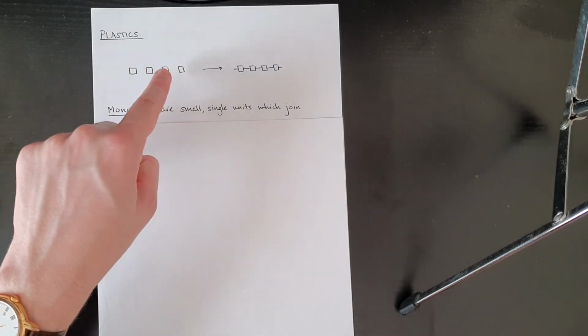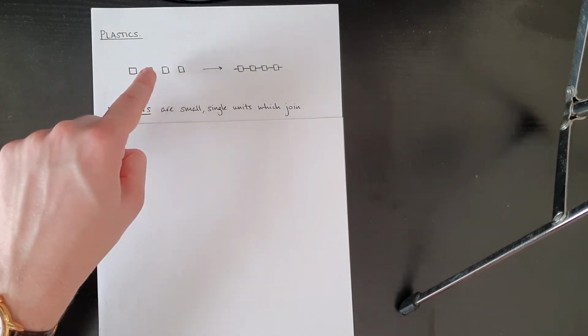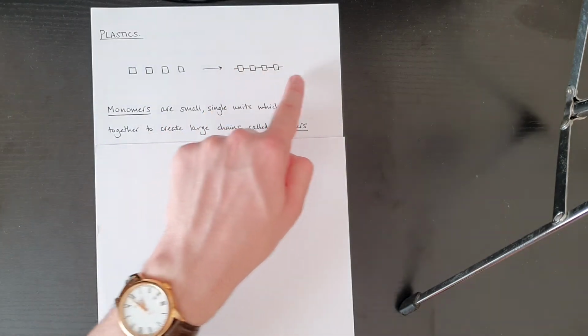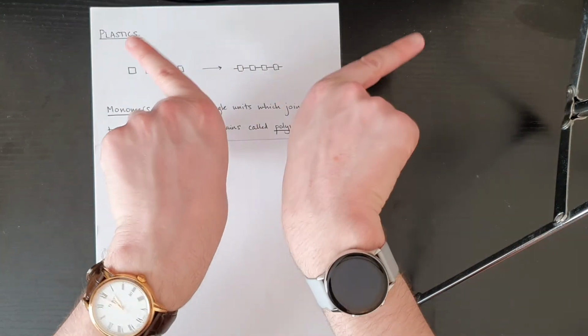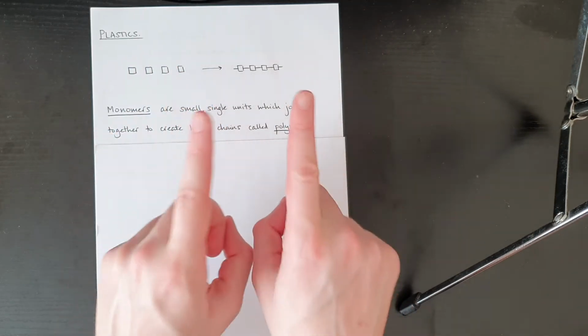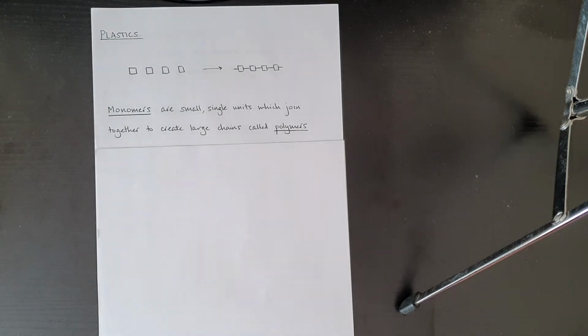So for just now, we need to know these two terms, that monomers are these small single units, often quite simple compounds, which join together to create large chains called polymers. And you'll notice I've left two little linking open bonds at the end of my simple polymer diagram. I will come back to that in the video.